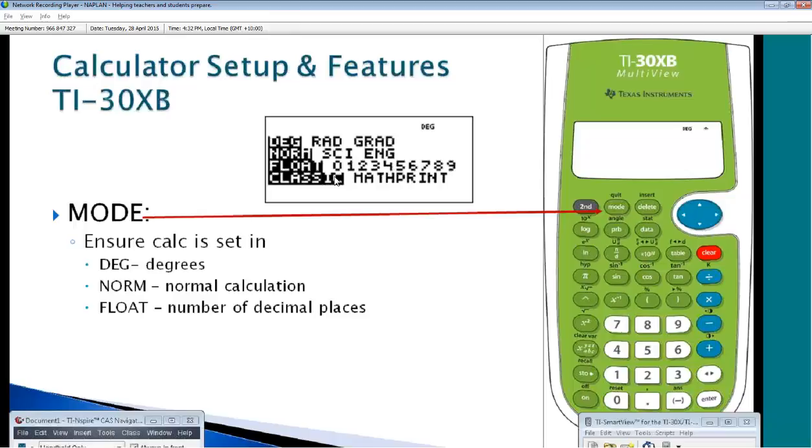I like my students to have it set at float because I like them to practice the rounding skills. However, they can choose to set it as they wish there. There's nothing particular. The last one here: classic or math print.